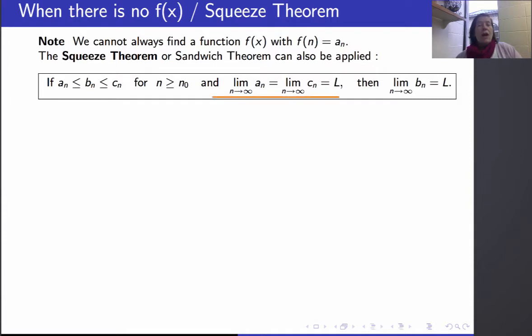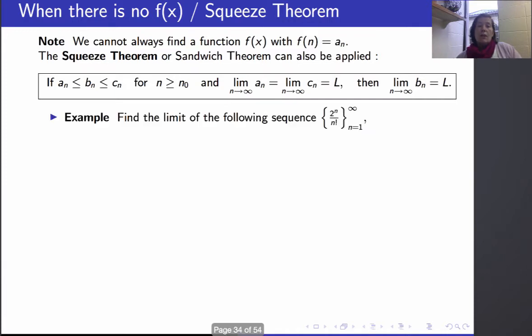And suppose those outside limits are actually equal, so the limit as n goes to infinity of a_n equals L, which equals the limit as n goes to infinity of c_n. Then there's really nowhere else for b_n to go than to L, because the limit of b_n is between L and L, and there's only one such number. Well, here's an example.